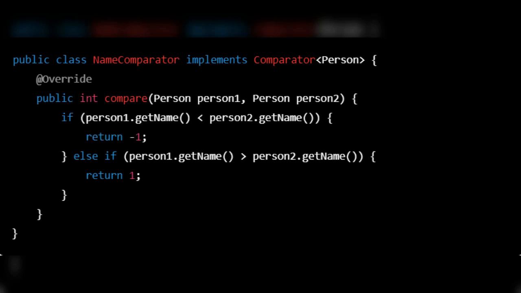Let's say we want to sort the same list of Person objects based on their name property instead of their age. Here's how we can implement a separate class that implements the Comparator interface to achieve this. In this code, we define a new class called NameComparator that implements the Comparator interface. In the compare method, we compare the names of two Person objects and return an integer value that indicates their relative order. We can use this comparator to sort a list of Person objects based on their name.